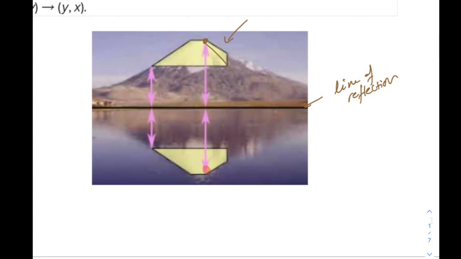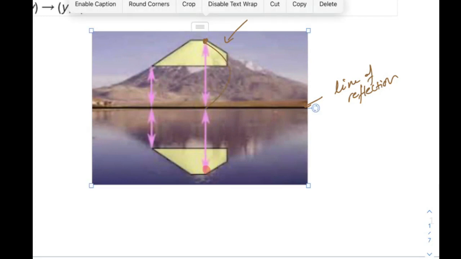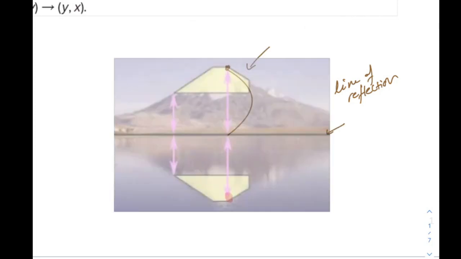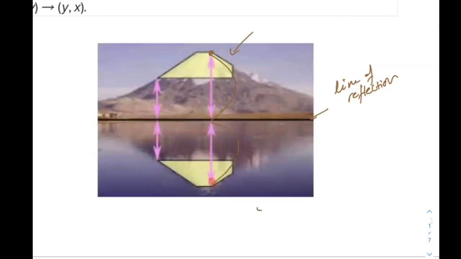And if you measure this distance from here to here, it should be exactly the same as the distance from here to here. So the distance between the pre-image, the picture before the reflection, and the image, the picture after the reflection, to the line of the reflection, the axis of reflection, will be the same. So if this was 5 centimeters, this must be 5 centimeters.